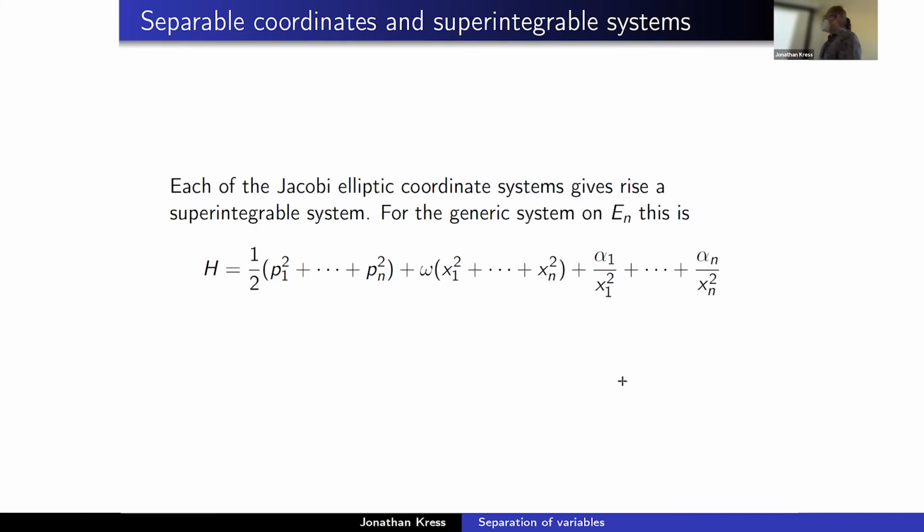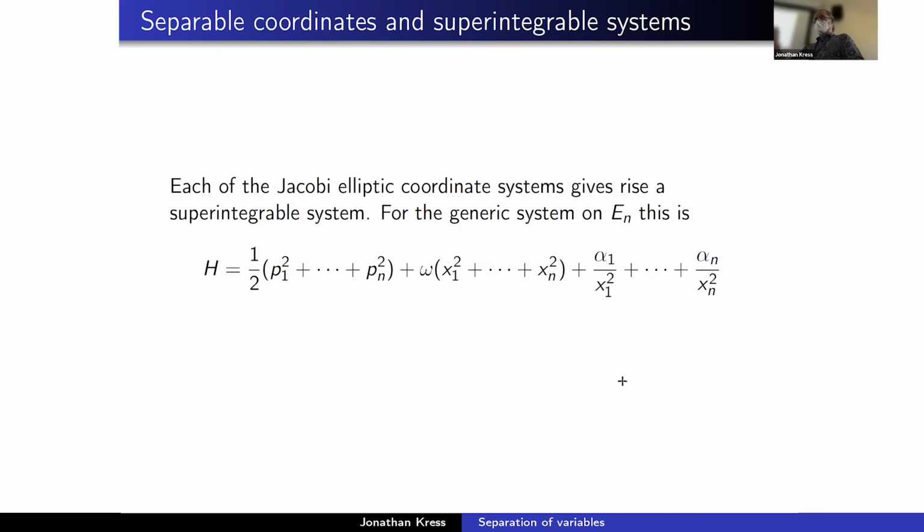Okay, I was going to talk about superintegrable systems, but I only have one slide, and here it is. Each of the Jacobi elliptic coordinate systems on the sphere and flat space gives rise to a superintegrable system. Now, this I think is quite interesting and maybe surprising, or maybe not. Probably not surprising after you've studied it for a long time.